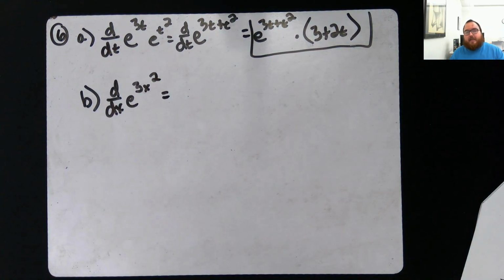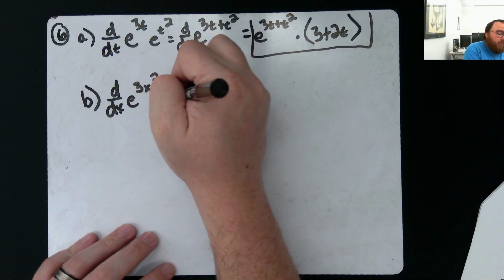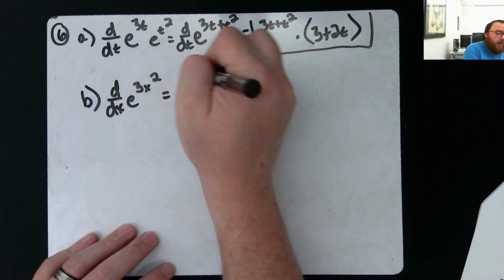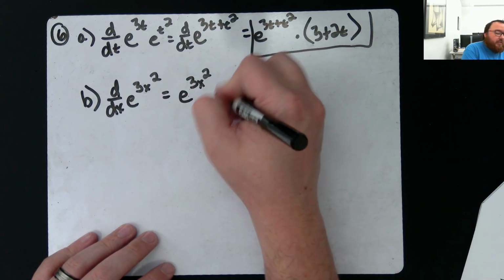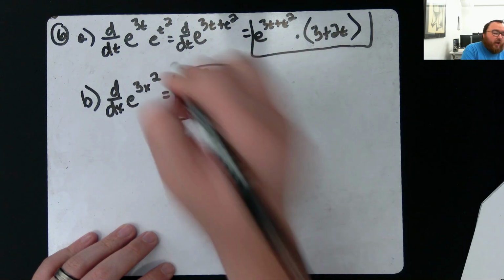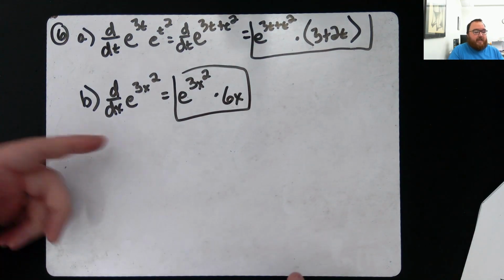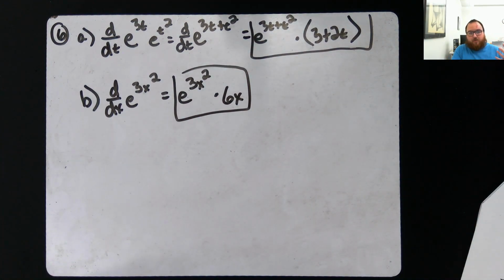We already said e just stays e, so that's going to start by just being e to the 3x squared, but I've got to now do the derivative of the 3x squared, which is 6x. Again, this is by the chain rule because it's not just e, it's e raised to some stuff, right?